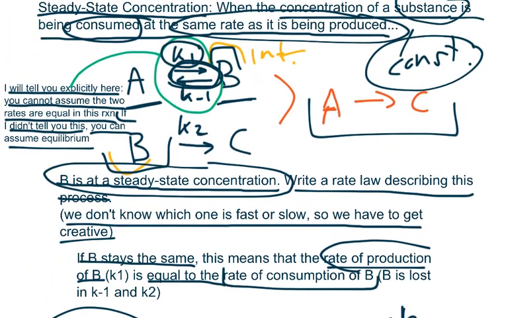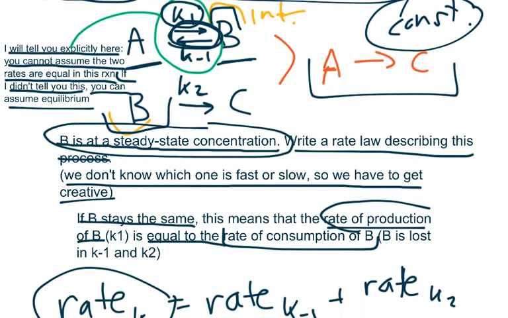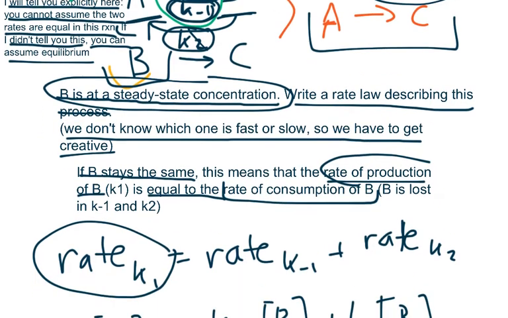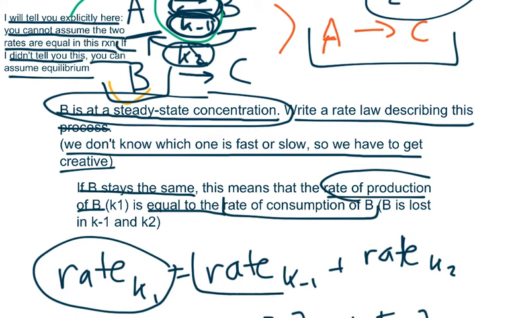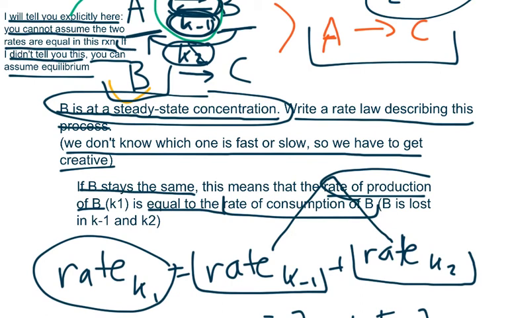Now, what two things make up the consumption of B? Well, B is being lost when it is converted back to A via the backward reaction indicated by K-1, and it is also consumed by the reaction indicated by K2. So, these two rates added up will equal the rate at which B is being consumed. The rate of the backward reaction of reaction 1 plus the rate of the forward reaction K2 that is consuming B as well will get you the overall rate of consumption.